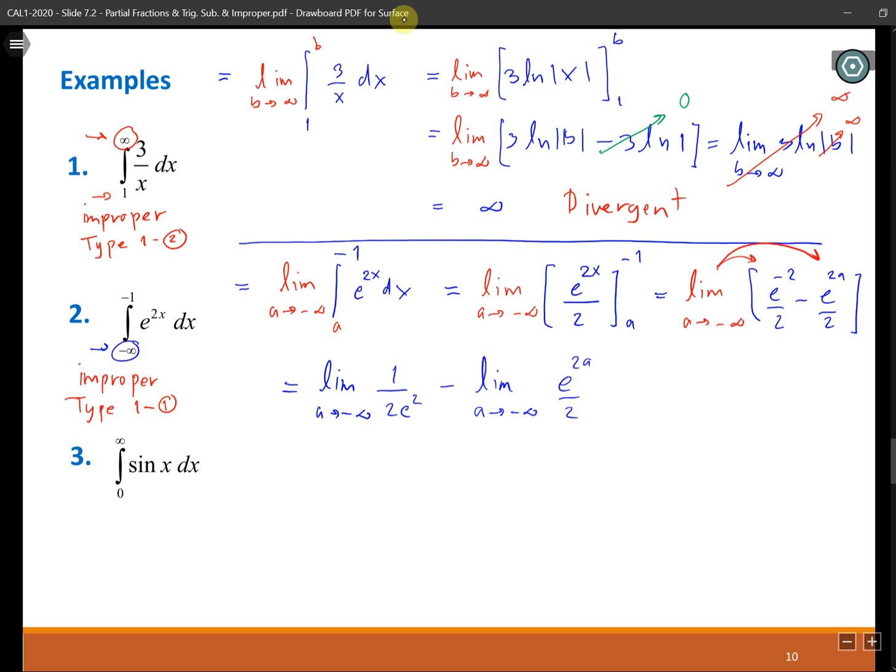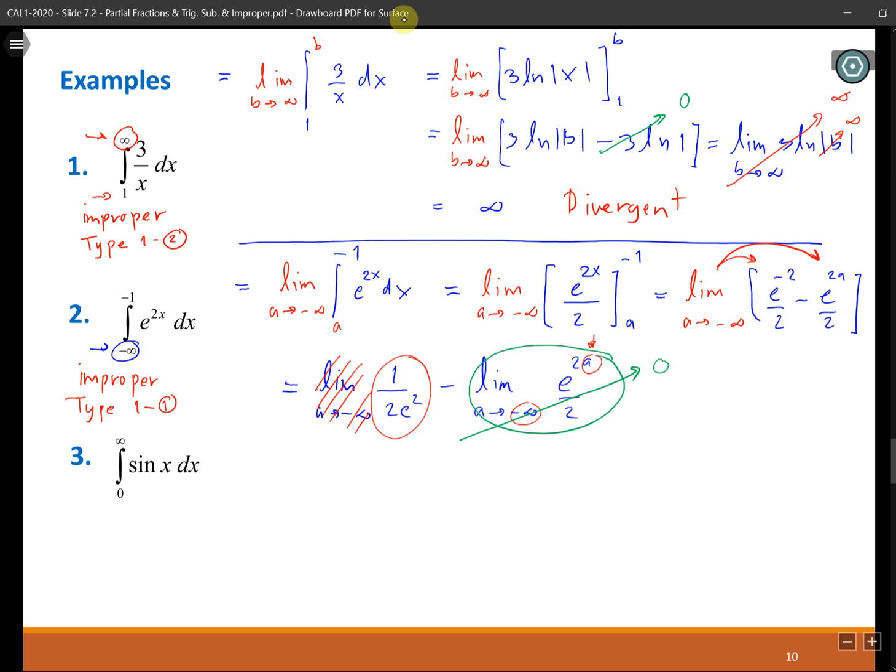Let's take a look here. This term doesn't have any a, so the limit doesn't really matter. Now what about this one? Minus infinity goes in here, so this whole term has a power that is negative. It's going to go to the denominator, and it's really large, so this whole term is going to go to 0.